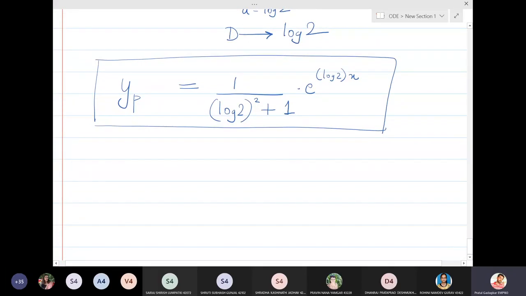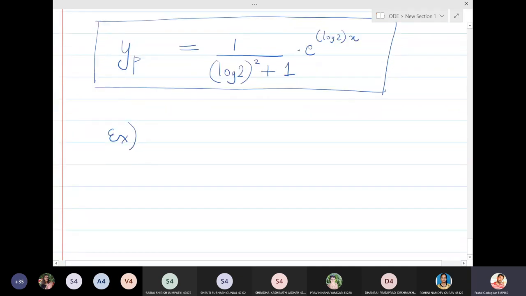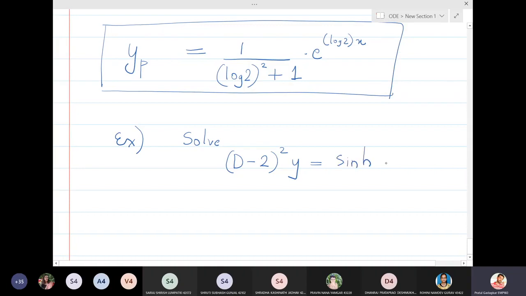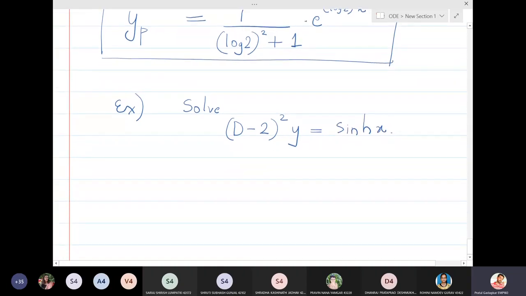Let's take a last problem. Solve (D minus 2) whole square y is equal to sine hyperbolic x. Solution. f(m) is equal to (m minus 2) whole square equal to 0. So m is equal to 2 and 2.